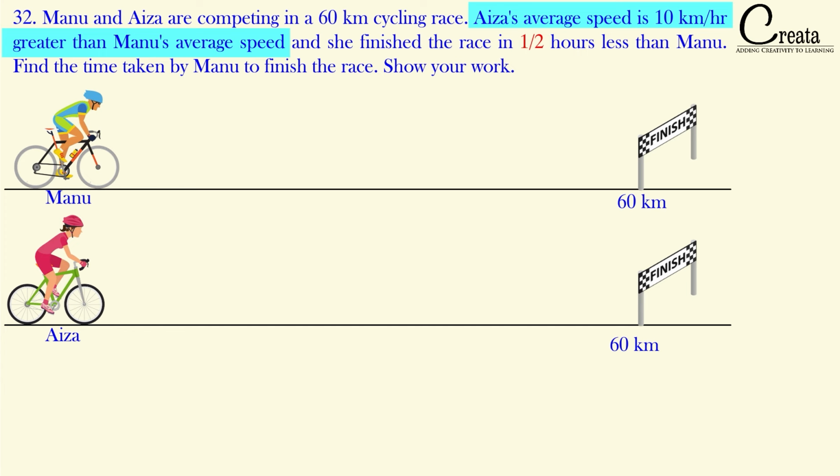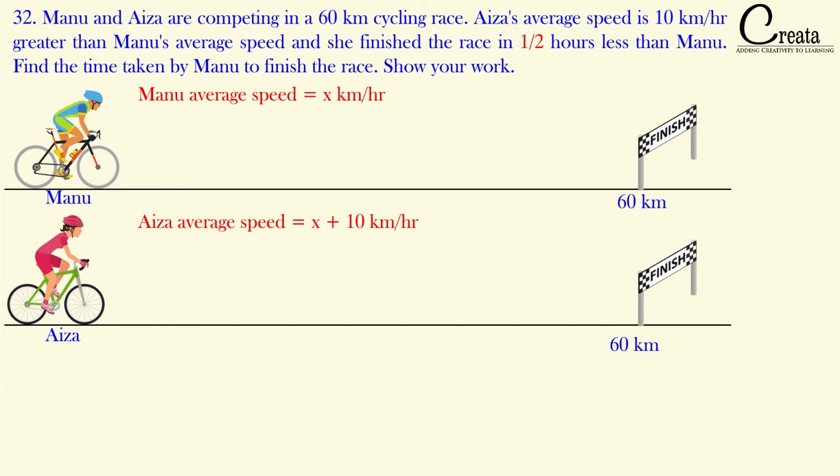Let's assume Manu's average speed as x km per hour. And what is the average speed of Aiza? It is 10 km per hour greater than Manu's average speed. So Aiza's average speed will be equal to x plus 10. x is the average speed of Manu and Aiza's is 10 km per hour greater than Manu's speed. So it will be x plus 10.